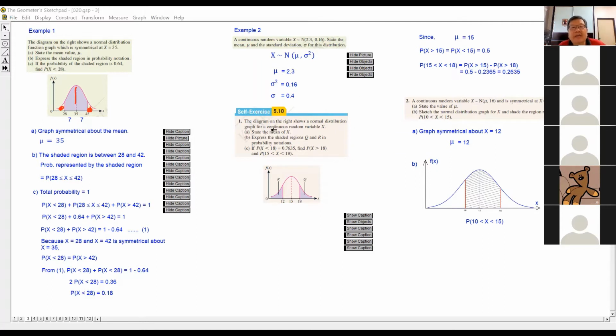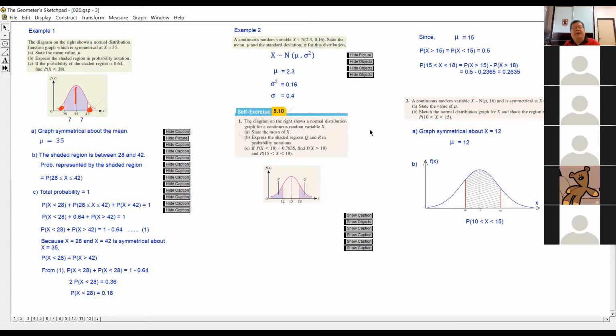Li Ying, read question number one here. Exercise 5.1. The diagram on the right shows a normal distribution graph for a continuous random variable x. State the mean of x. Express the shaded region Q and R in probability notation. If P(x < 18) = 0.67635, find the probability x larger than 18 and the probability x larger than 15 and smaller than 18.